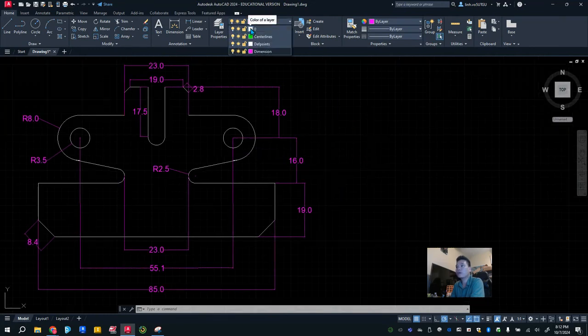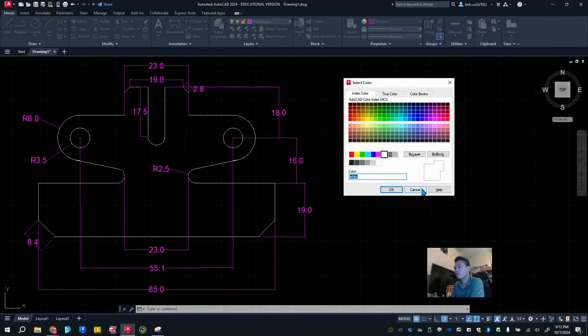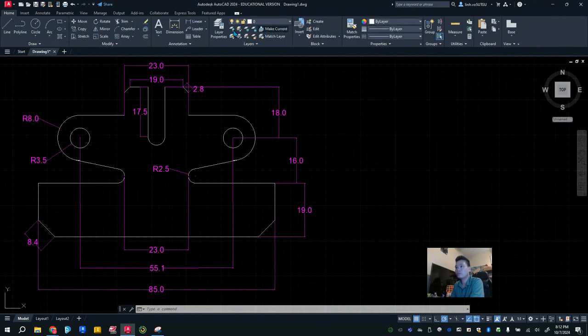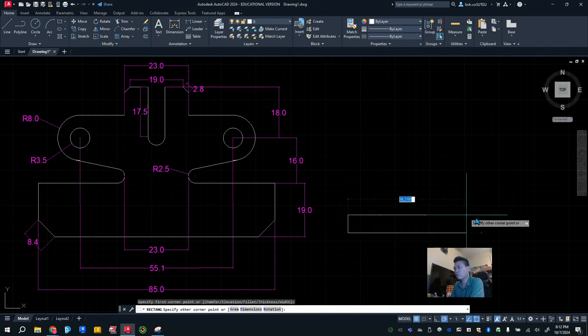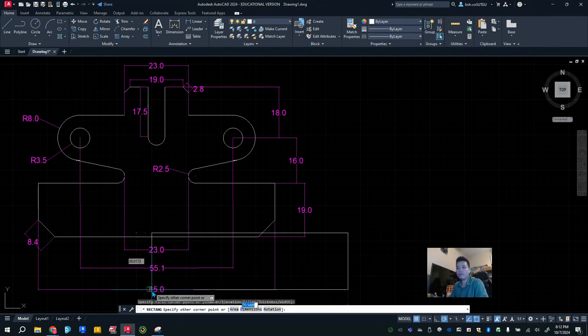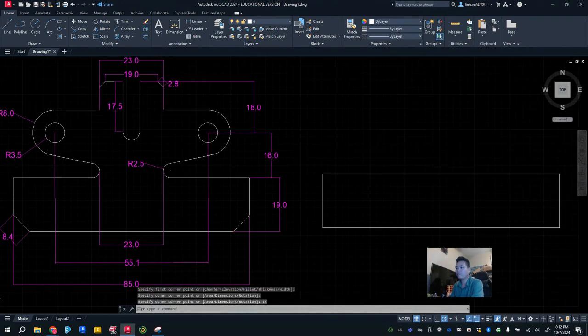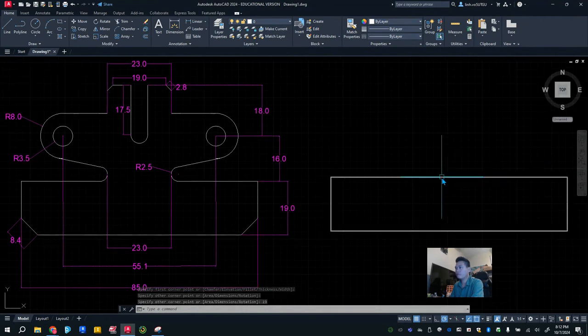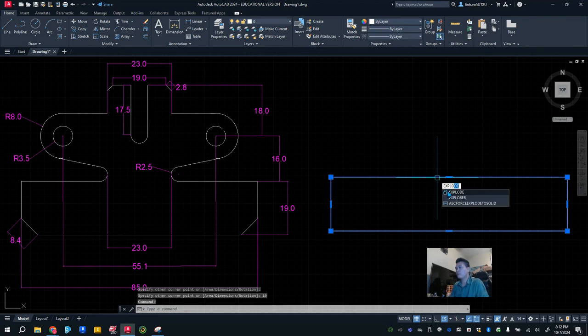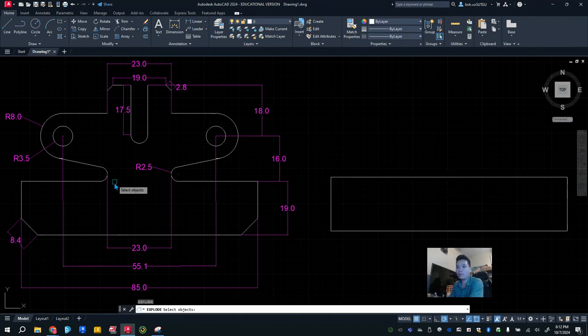Let's go back to my construction layer. All right, the first thing I'm going to do is draw a rectangle that is 85 by 19. So I'm going to do 85, hit the tab key, 19, hit enter. All right. With that information, I'm going to click on it and explode it, because I'm going to use it to offset a couple of things.